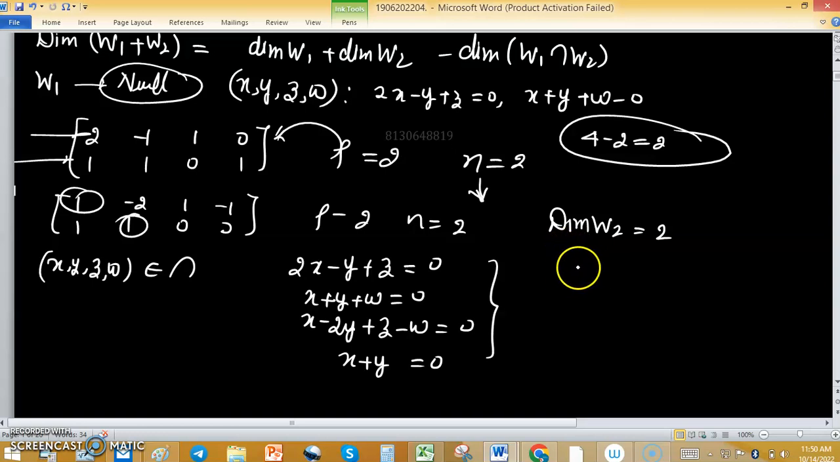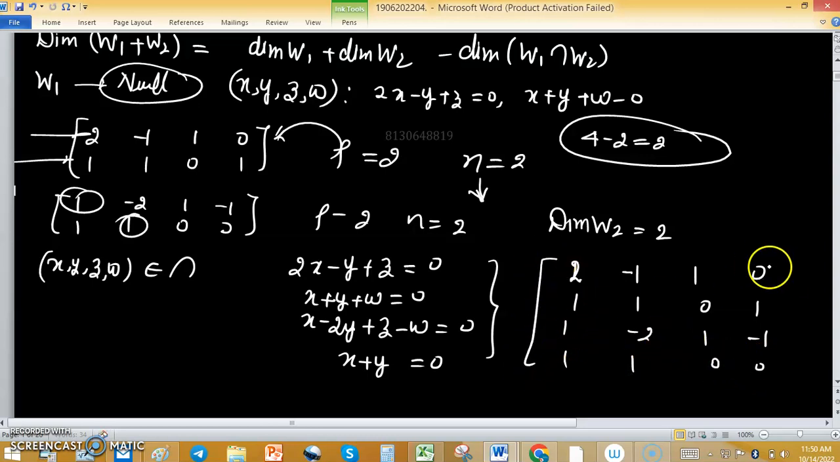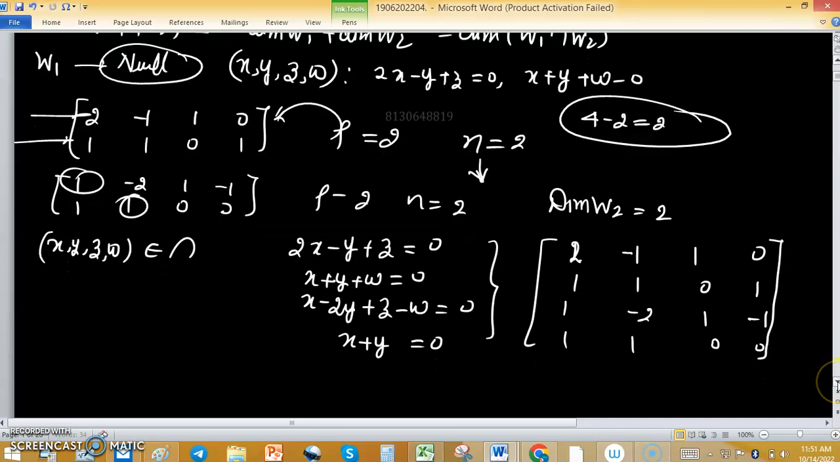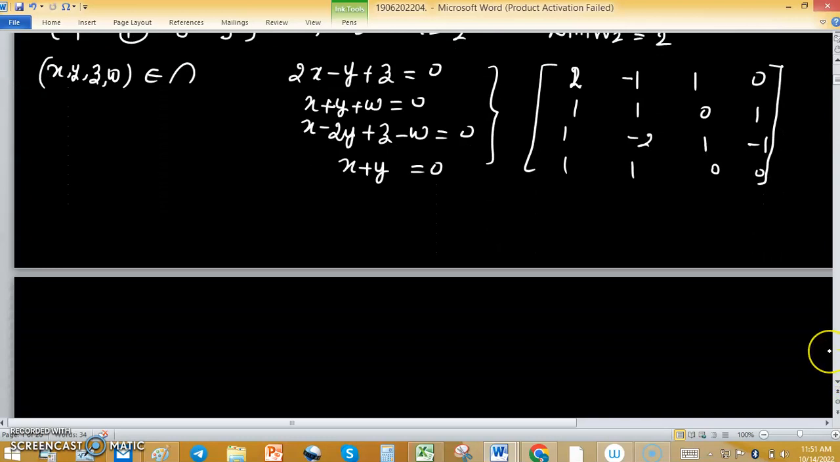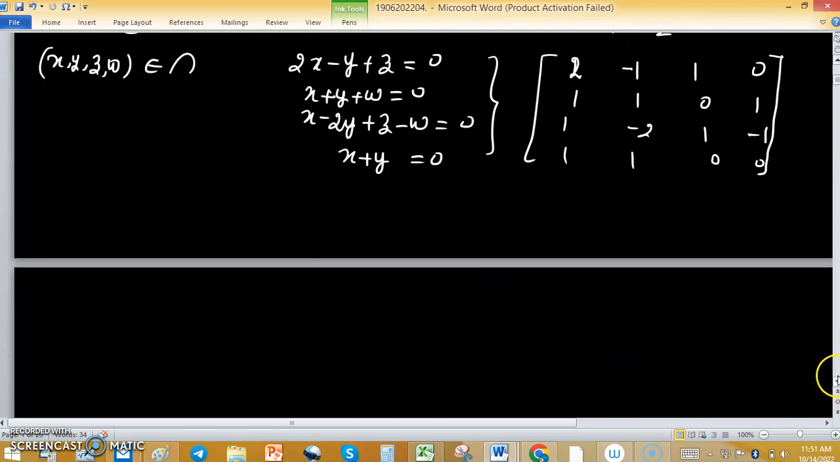Write in matrix representation: 2 minus 1 1 0, 1 1 0 1, 1 minus 2 1 minus 1, and 1 1 0 0. This is the matrix representation of the equations for the intersection. Now apply elementary row operations and find how many rows or columns are independent. If you find the rank, then you are done, or the nullity, then again you are done.